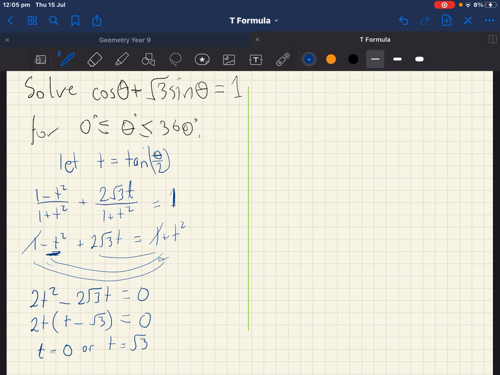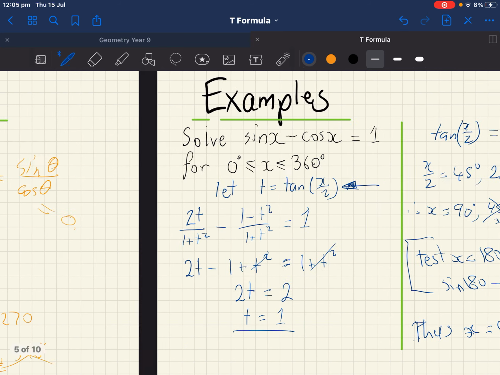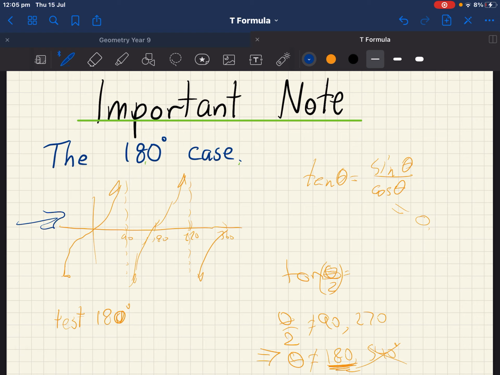Let's go back and find what this is going to correlate to in terms of theta, because that's what we're trying to solve for. Since t is equal to tan theta on 2, that means tan theta on 2 will be equal to 0, or tan theta on 2 will be equal to root 3. From the first one, this is a boundary value. When is tan 0? And again, if you're not sure, I always get my boundary values from the actual graphs. When is tan 0? At 0, 180, and 360.